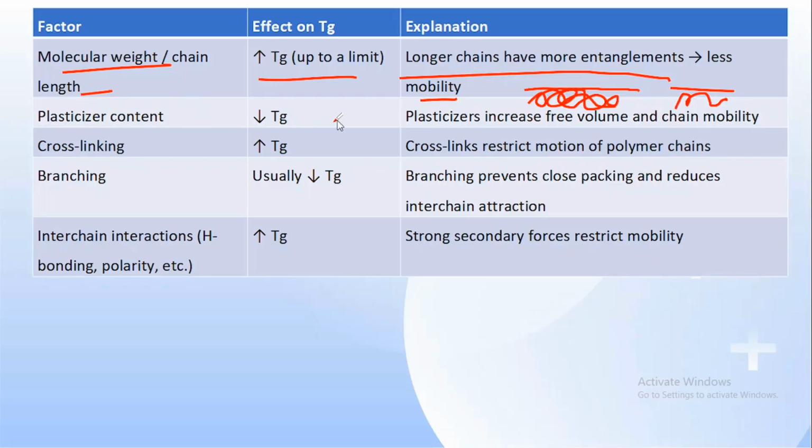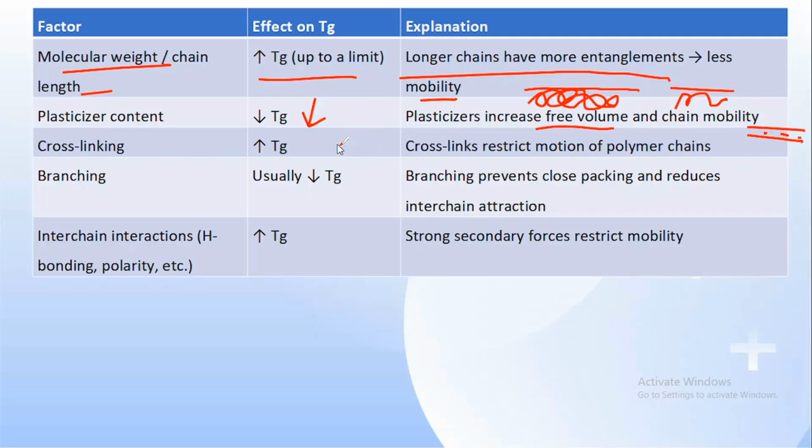Plasticizer content decreases the Tg. Why? Because it increases the free volume. The plasticizer gets in between the polymer chains and sits there, so the free volume increases. Because of that free volume, chain mobility increases, which helps to reduce the glass transition temperature.